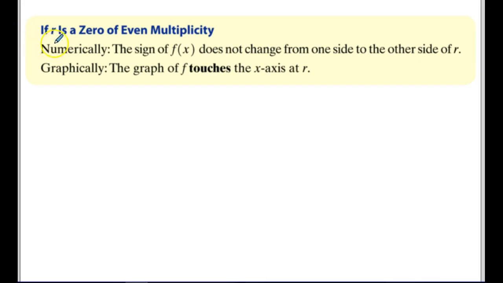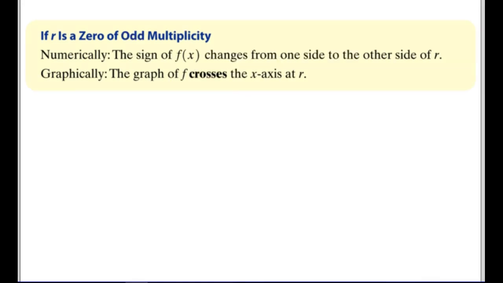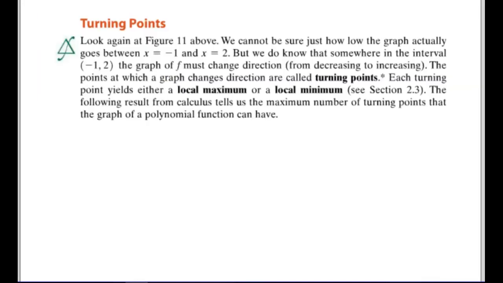Okay, so if r is a zero of even multiplicity, we talked about multiplicities. When I have an even multiplicity, my graph touches the x-axis. That's the big thing. We don't cross it, we touch if I have that even multiplicity. If I have odd multiplicity, that's where I actually cross the x-axis, where I go from either positive to negative or negative to positive.